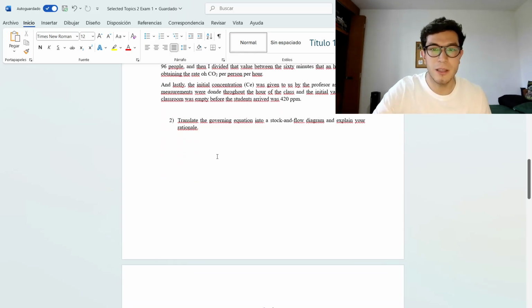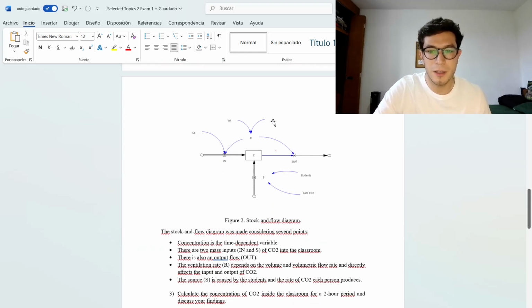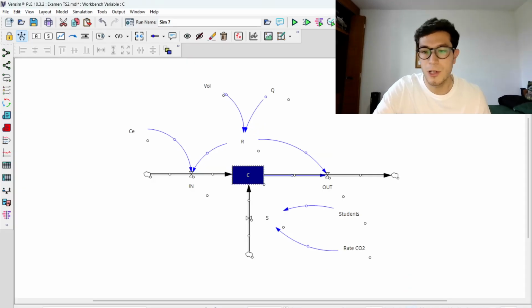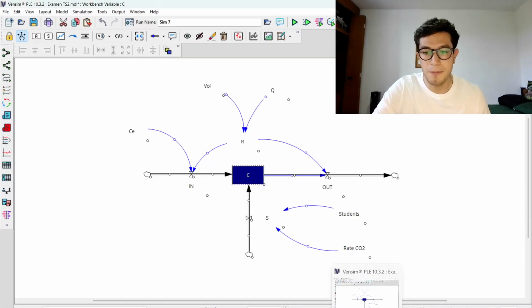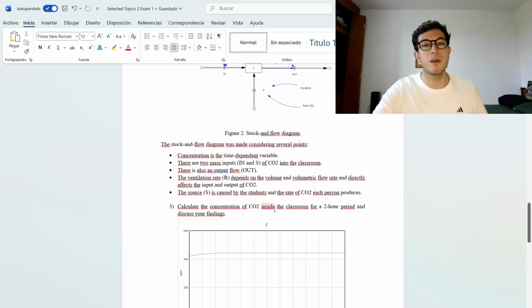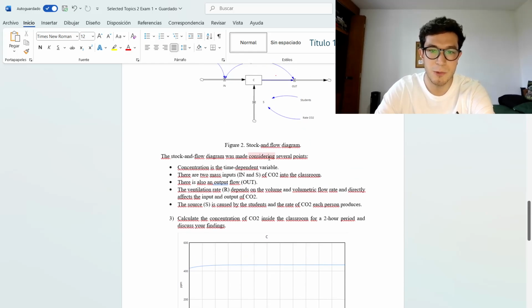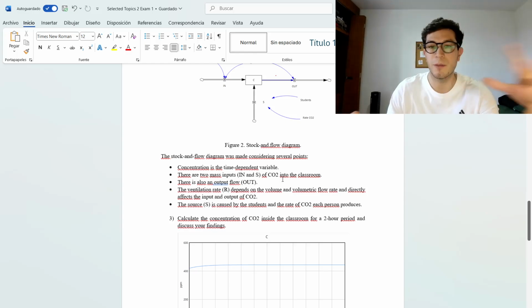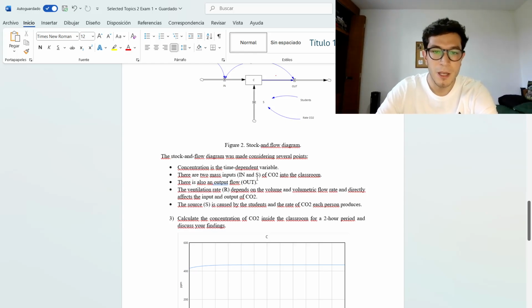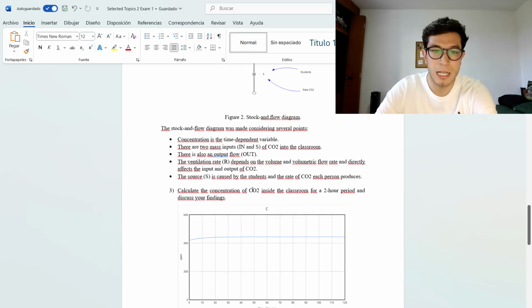In order to translate the governing equation into the stock and flow diagram, which is the model in Vensim, which I will show a little further into the video, the things I took into account were that the concentration is a time-dependent variable. There are two mass inputs, which are in and S, the source, which is the breathing of the students, of the people present in the classroom. There's an output flow, which goes through the windows and door of the classroom as well.